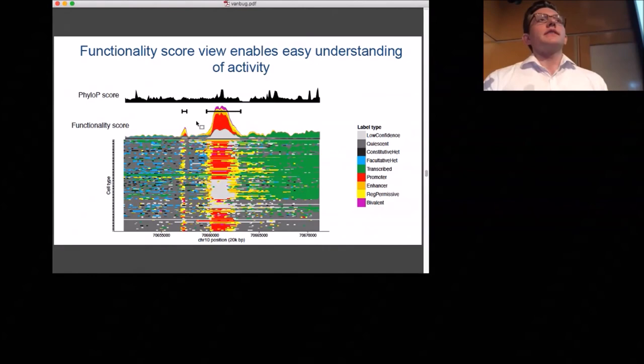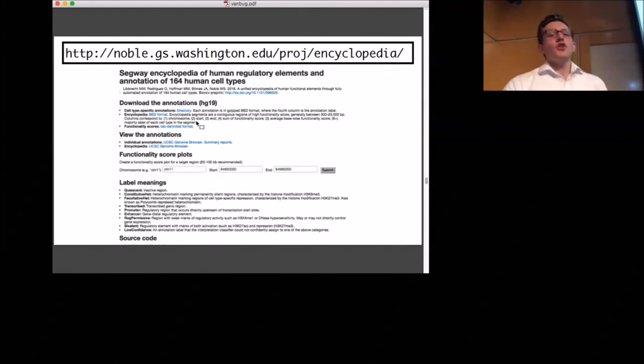If you're interested in this stuff, check out this website or just Google Segway Encyclopedia. That will take you to this page where you can download the annotations. You can view them in the UCSC genome browser, and there's also a server where you can create that type of functionality score plot.